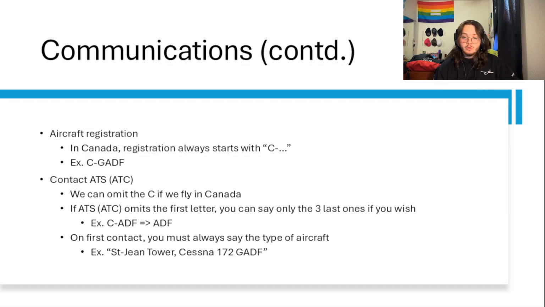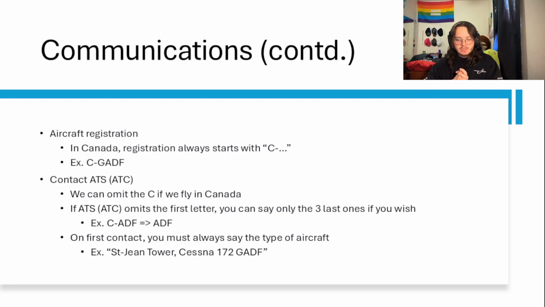On first contact, you must always say the name of the aircraft with the full registration, all four letters, if in Canada. So here's an example. I'd be coming back to land at Saint Jean Airport. I would say Saint Jean Tower, this is, well, I could say this is, but it doesn't really matter. Saint Jean Tower, Cessna 172, Golf Alpha Delta Foxtrot. And then they might answer Alpha Delta Foxtrot, state intentions. Cool. I don't have to say Golf anymore. I can just say Alpha Delta Foxtrot because they said it.